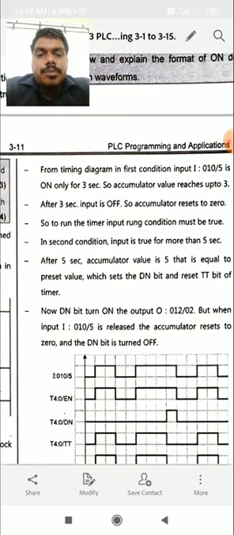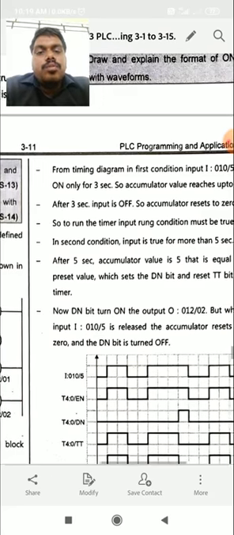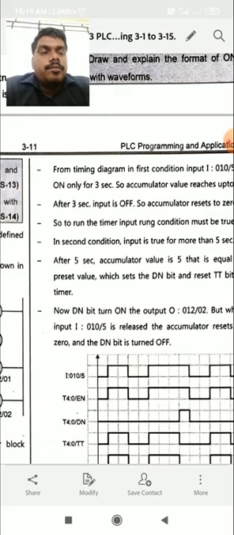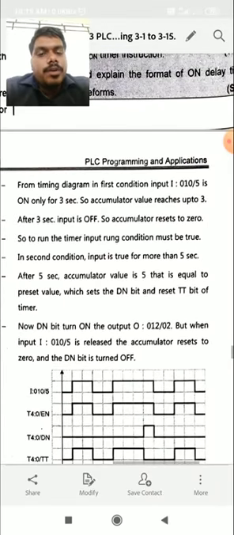In the second condition, the input is true for more than 5 seconds. After 5 seconds, the accumulator value is 5, right? That is equal to the preset value, which means the preset value is equal to the delay time, and this sets the DN bit.